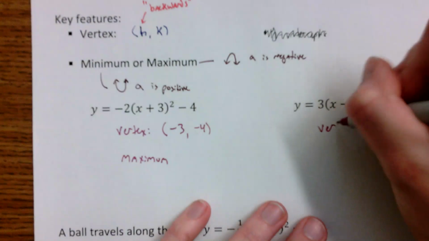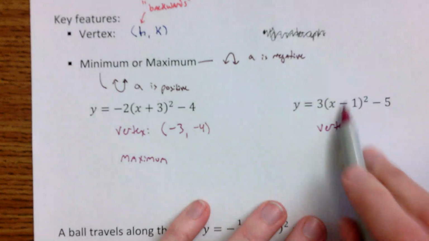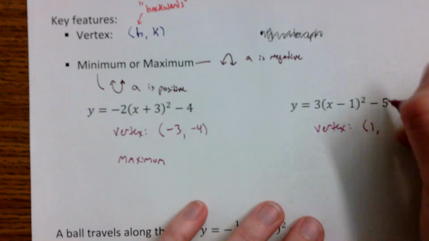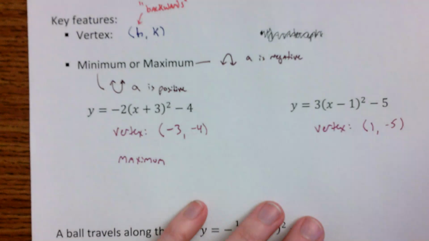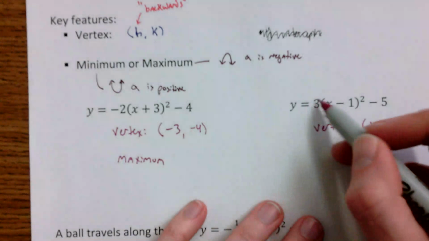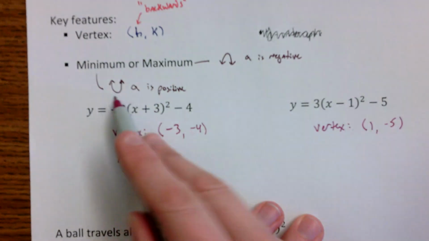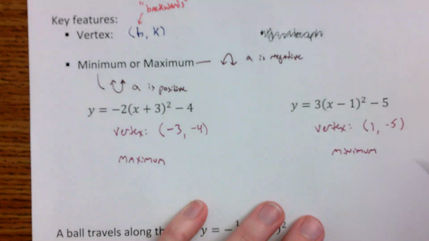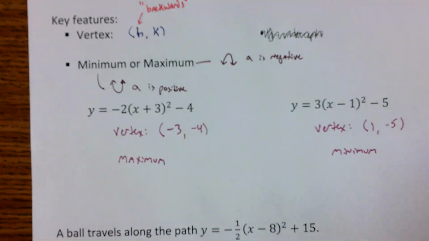This guy over here, my vertex, again, this one is backwards of what it looks like. So that's going to be +1. And then this guy just exactly the way it looks, -5. And A in the front is positive. So my graph's going to open this way, and it's going to have a minimum. So my vertex is a minimum point on that graph.